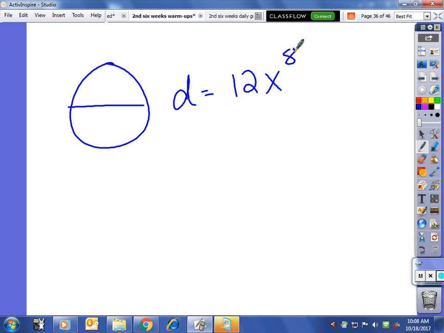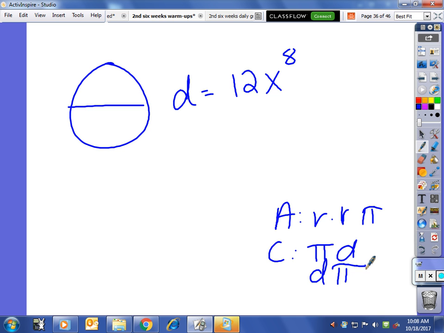The area is a little bit more work, right? Again, area is radius times radius. Stick a pi on it. Circumference is pi times diameter, or diameter times pi. If you don't know the radius, you've got to find it. The radius is half of the diameter. Dividing by 2 will never affect an exponent. So what's the radius of this thing?